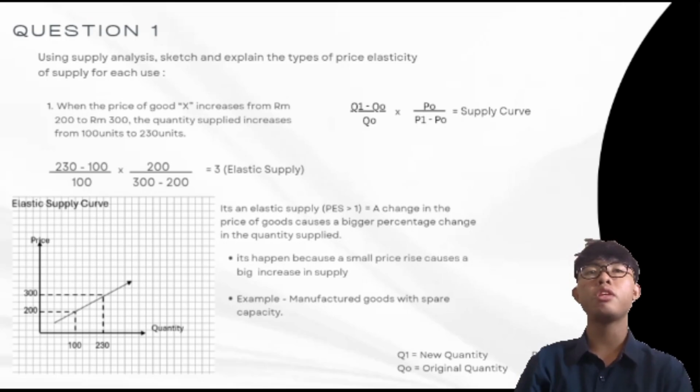So 250 minus 100 divided by 100, times 200 divided by 300 minus 200. So we will get 3. So it's an elastic supply. It is because it's above 1. A change in the price of the good causes a bigger percentage change in the quantity supplied. It happens because a small price rise causes a big increase in supply.